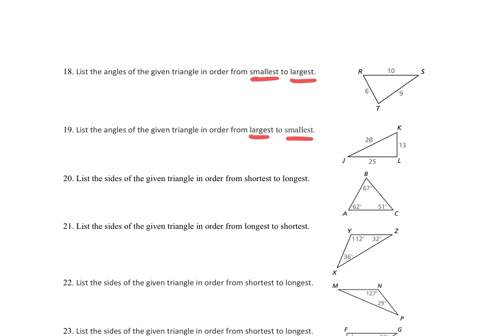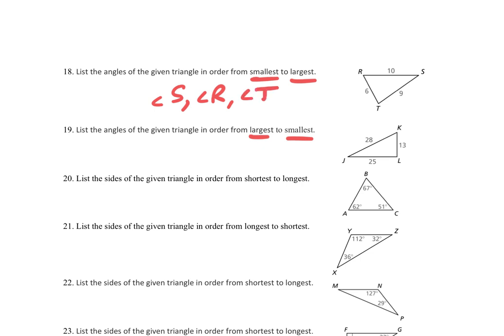So on number 18, if I go smallest to largest, I'm going to go to the smallest side. The smallest side would be 6. So the angle across from 6 would be angle S. 9 is the second biggest. Across from 9 would be angle R. And then that leaves me 10, and across from 10 is angle T.